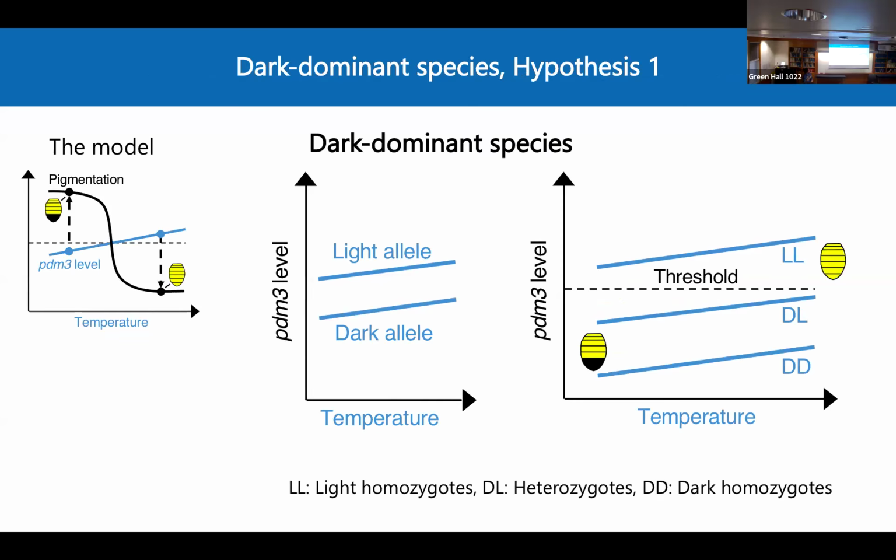the light homozygotes will have the highest expression, the heterozygotes will be intermediate, and the dark homozygotes will have the lowest expression level. And if the threshold is always above the heterozygotes, regardless of temperature, it's possible for heterozygotes to have the consistently dark phenotype regardless of temperature.